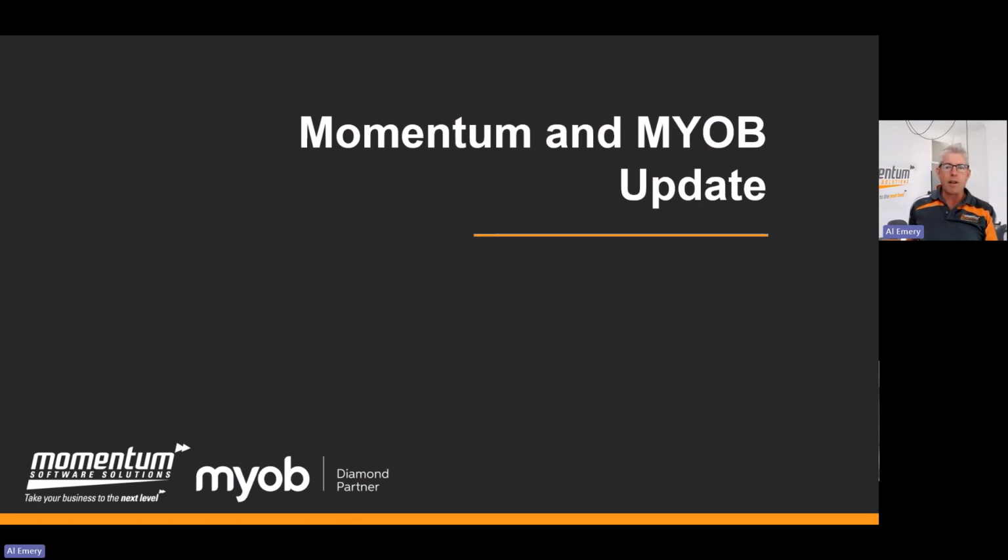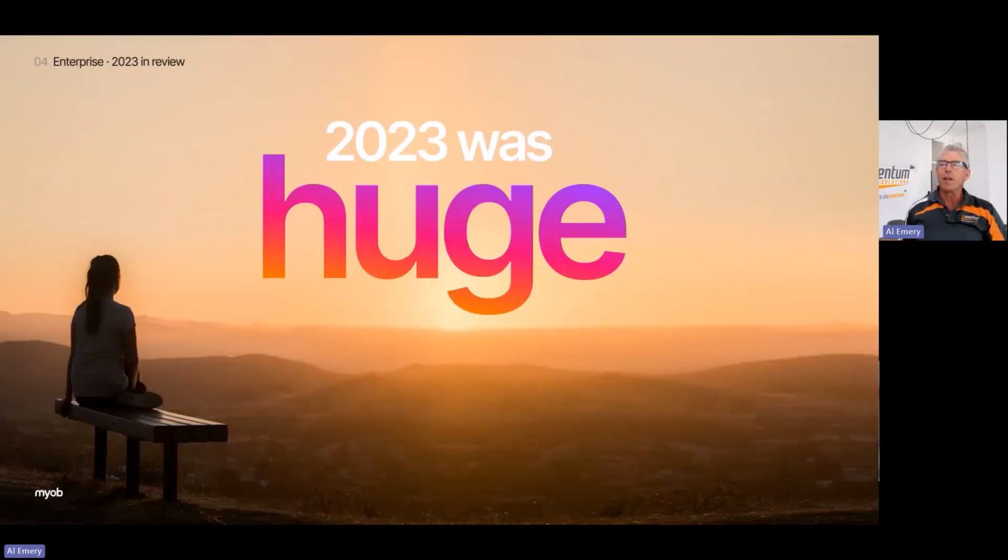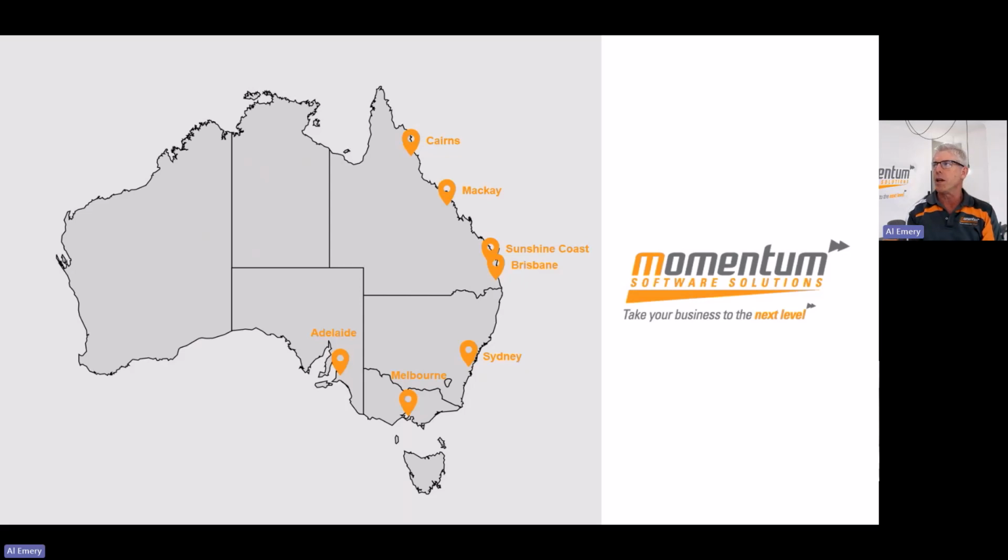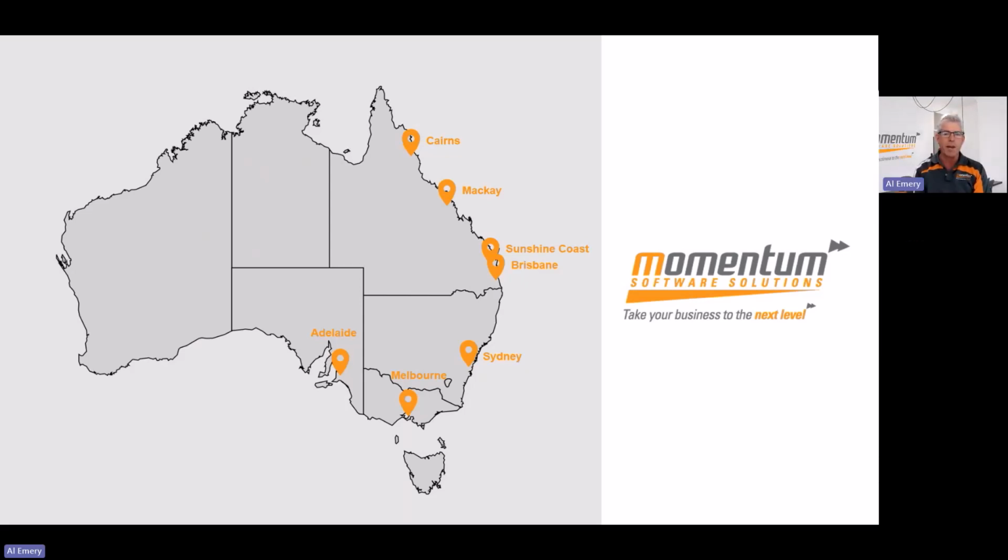So getting straight into it, an update on Momentum and MYOB. Firstly, 2023 was a huge year, both for Momentum and MYOB, particularly MYOB's enterprise division. There was a lot of growth and expansion and overall improvement. A few quick highlights: our team has expanded considerably, and we're now operating in just about every state of Australia except for WA right now.